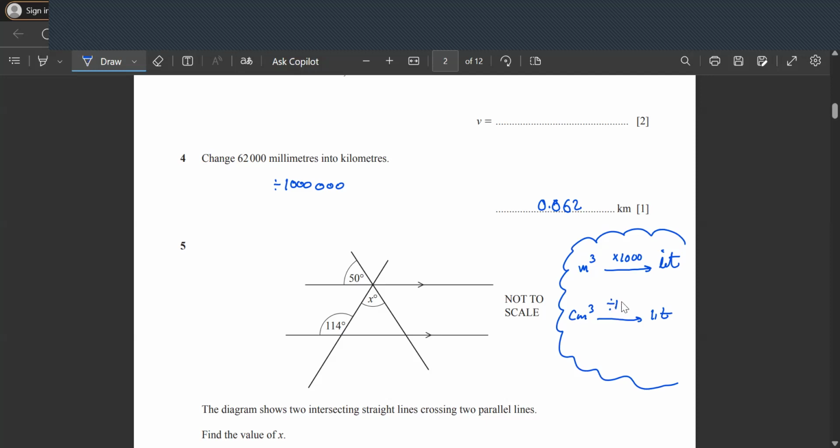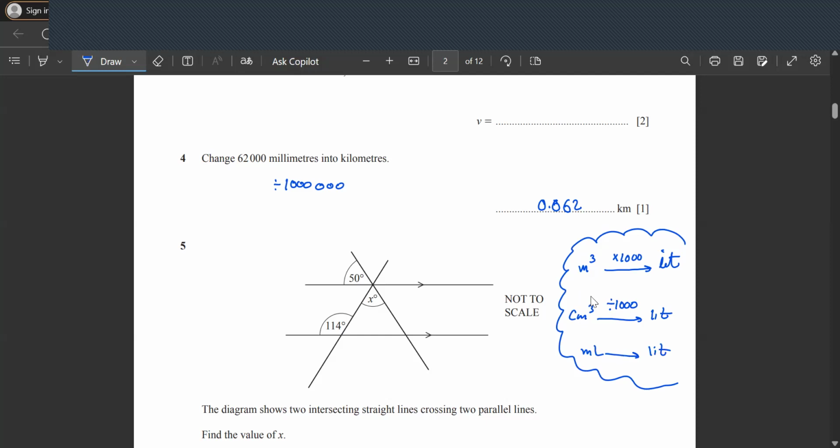Divide by 1000. Okay, the liter is in between the centimeter cube and the meter cube. Okay, you got it? What about milliliter? No, milliliter, from milliliter to liter, you mean? No, like from centimeter cube to milliliter. You can do it like this.